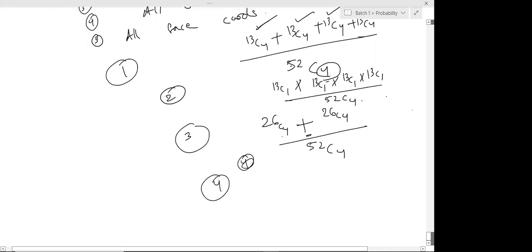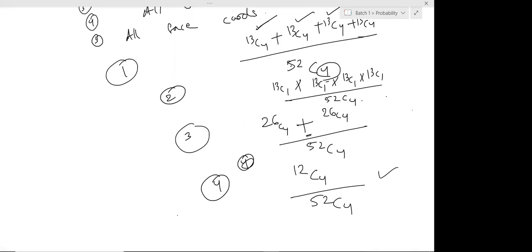You didn't, all right. How many face cards are there? Sir, face cards, 12. So 12 cards are total. You have to select 4, so 12C4 upon 52C4. This is the final answer. All right?